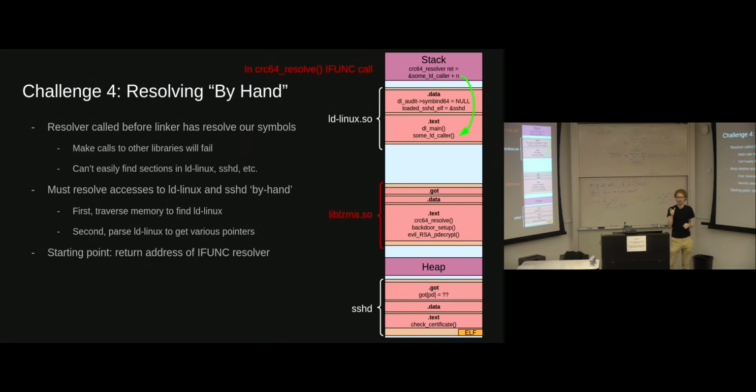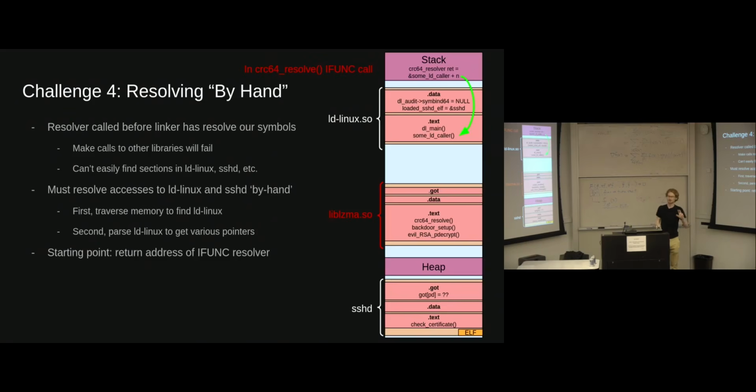And the key piece of information we use to do that is this CRC64 resolve return address. If you look in the stack, this resolver is called by the linker. That's how we actually get to run during link time. So that return address actually points back to the linker itself. Somewhere in the text section of the linker, there's some LD caller function that then calls the CRC resolver. So during our resolver, we can look at the return address, and now we know where LD Linux is.